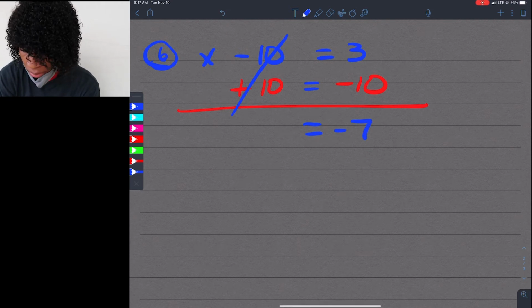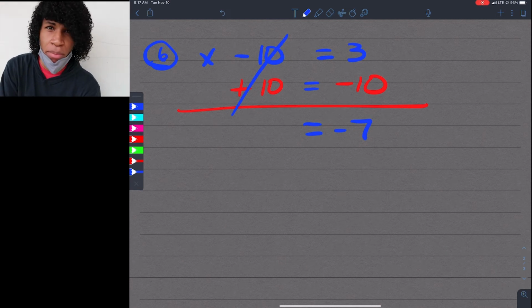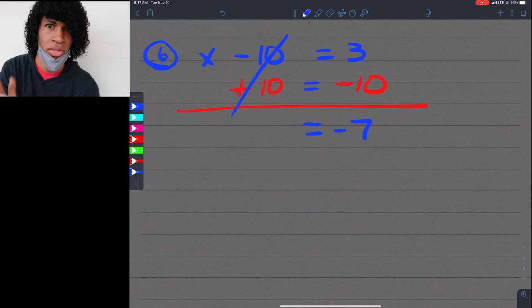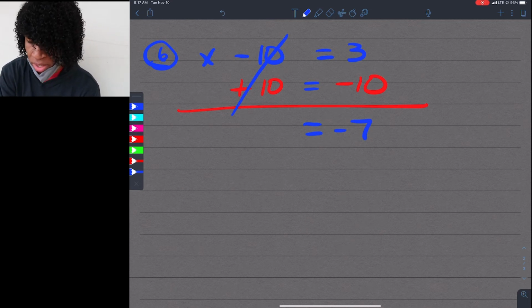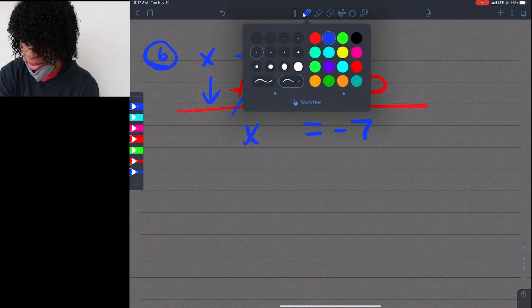Now, if any of you have problems with adding or subtracting or dealing with negative and positive numbers, let us know, because that may be something we need to look at, because you've got to have that down to be able to start messing with algebra, okay? And then of course we bring down our x. X equals negative 7.